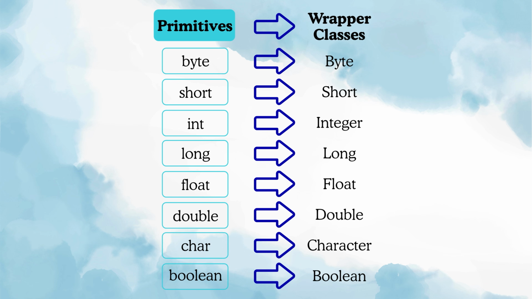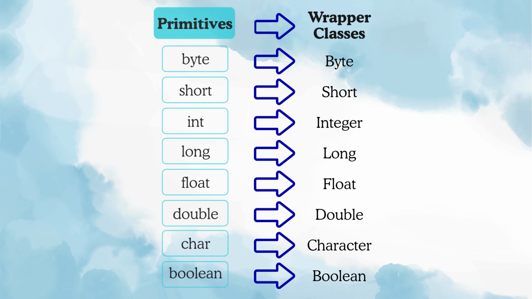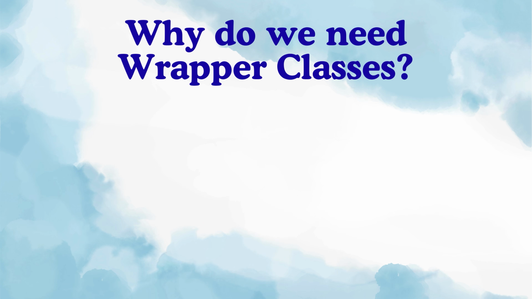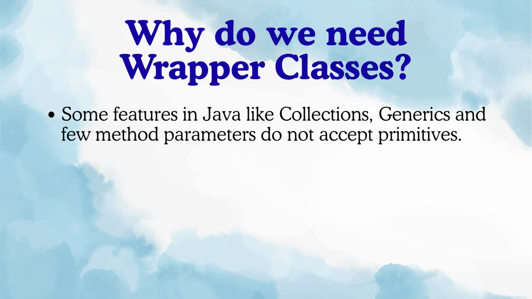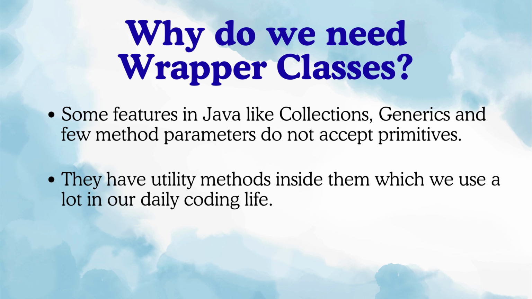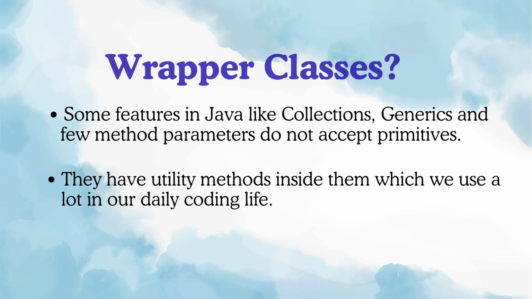Now the obvious question, if primitives already work fine, then why do we need wrapper classes? We need them because some features in Java like collections, generics, or some method parameters do not accept primitives. They only work with objects. Also, wrapper classes have some utility methods inside them, which we use a lot in our daily coding life. So let's look at these classes in the code and understand what all features they have to offer.